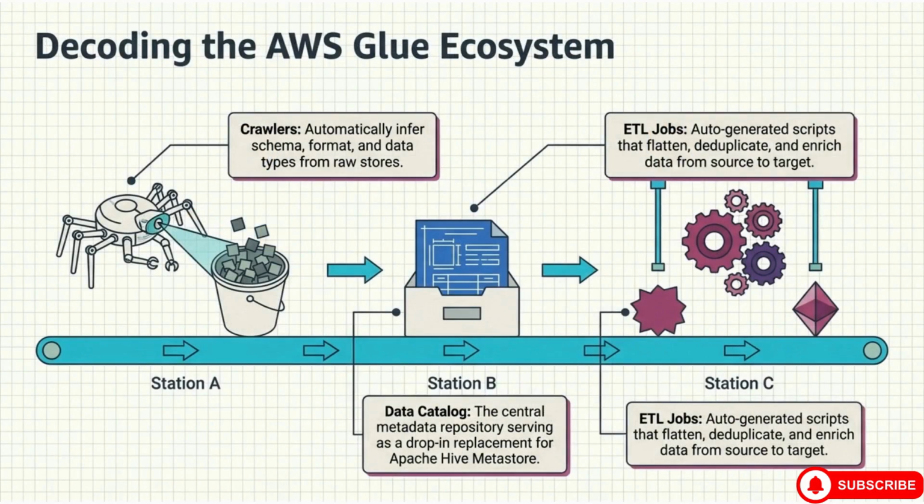The AWS Glue ecosystem consists of several tightly integrated components. Glue crawlers automatically scan datasets and infer schemas. The Glue Data Catalog serves as a centralized metadata repository, similar to Apache Hive Metastore. Glue ETL jobs transform, enrich, flatten, and deduplicate data across the pipeline. Together, these components simplify large-scale data integration while improving discoverability, governance, and automation across modern analytics platforms.